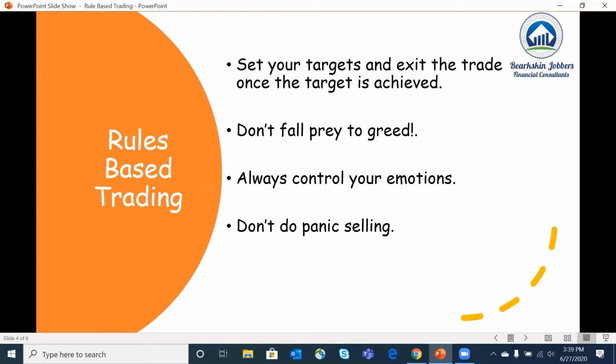But avoid panic selling. You must make up your mind, if it goes down, this is the level till which it will go down. And then if it goes further down the support level, here is the point where my stop loss will come in, and I will exit the trade. So there is no need to panic, because you knew it will go down, and there is a certain level it will go down, and from that it will rebound. So you need to be relaxed. If you do panic selling, then you will end up losing your money.